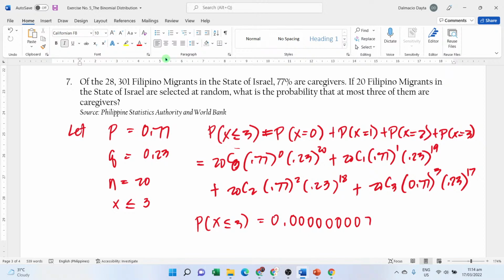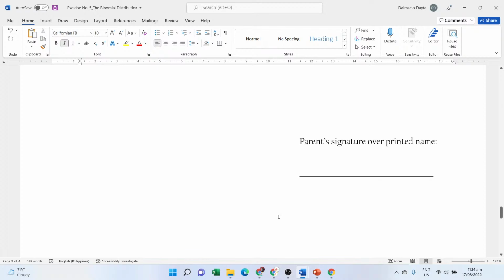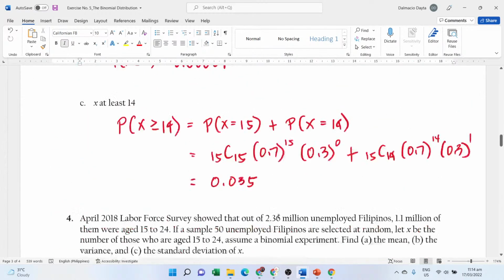2 non-zero pala yung kukunin natin. 0.77. 0.0000000077. So there is a very small probability that a migrant Filipino in Israel is not a caregiver. No? Ito nga, at most 3 of them are caregivers. So, ibig sabihin, dun sa 20, marami talaga sa kanila yun. Alright. That will be for exercise number 5.